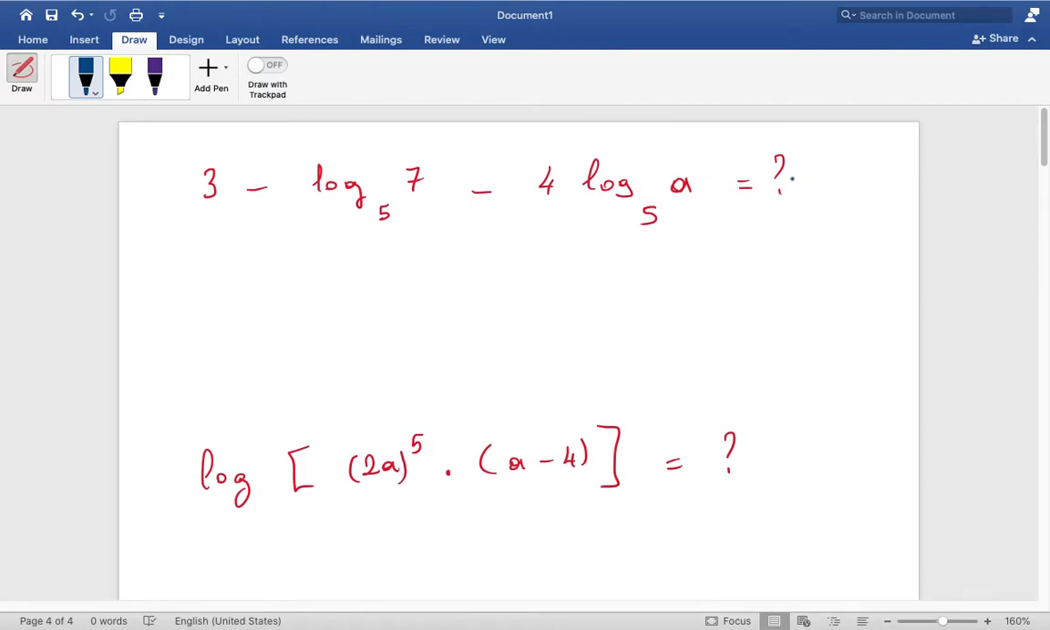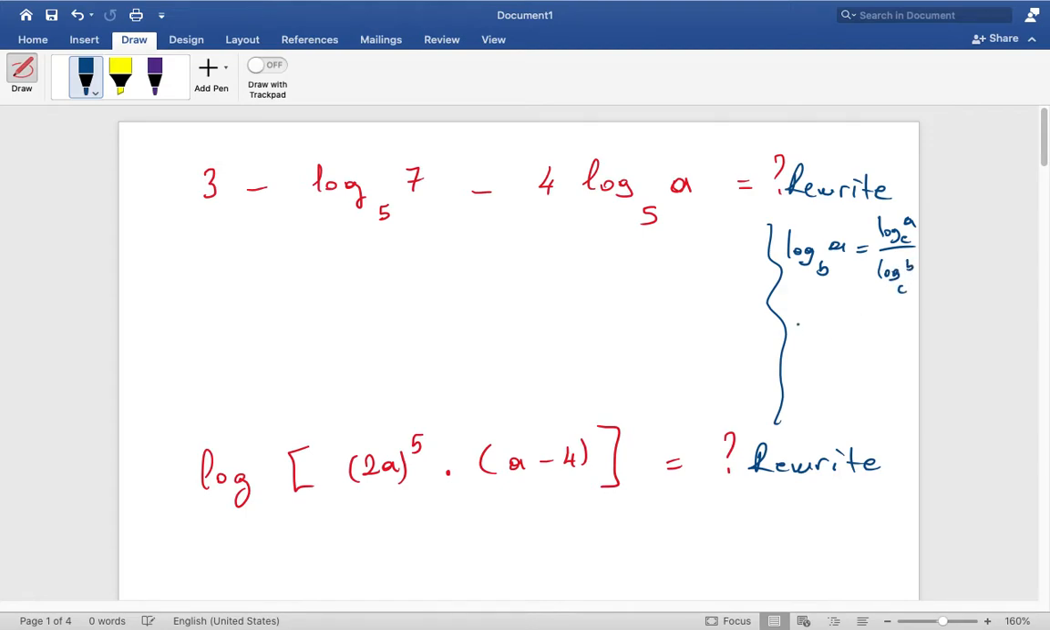The question is actually: rewrite the given expression. So what can we do? First of all, we have also one change of base rule, which means if I have log a to b, this is equal to log c to b over log c to a. For example, log 2 to 7, if I want to write log 5 to 7, it is log 5 to 7 over log 5 to 2, I can say.